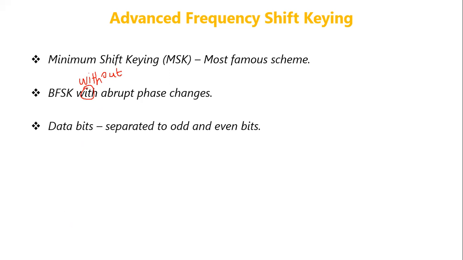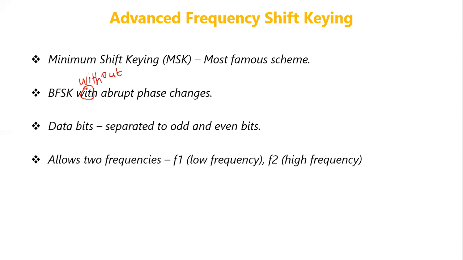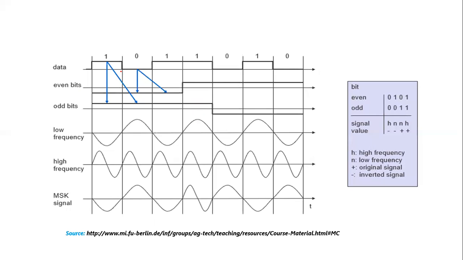Here, first the data bits will be separated into odd and even bits. The entire data bits will be separated into odd bits and even bits. Then we'll be using two signals with different frequencies. One with a low frequency F1, the other with a high frequency F2. The frequency of F2 will be twice the frequency of F1. Let us understand how advanced frequency shift keying works with an example.